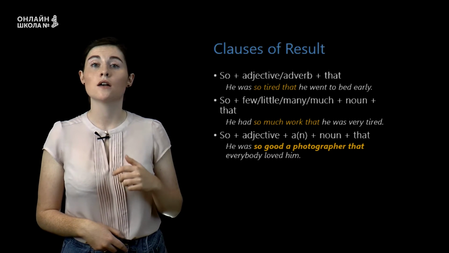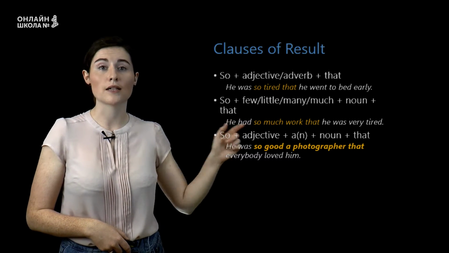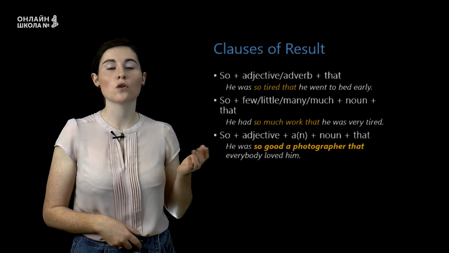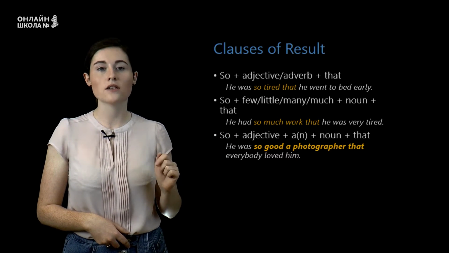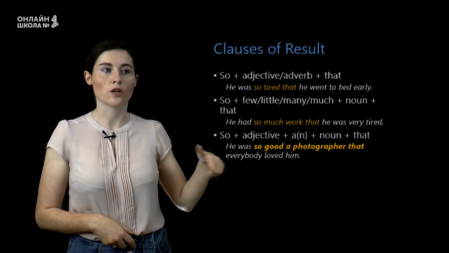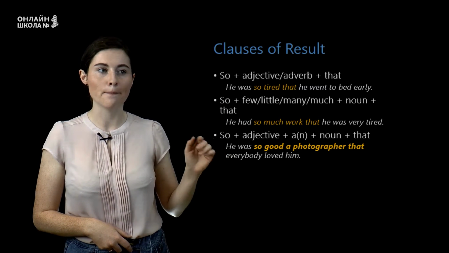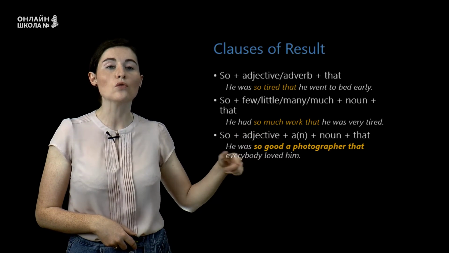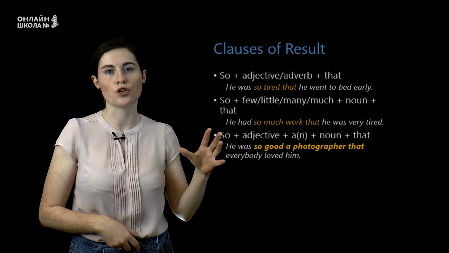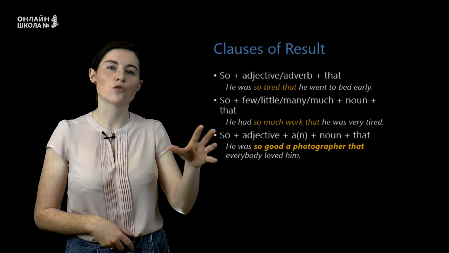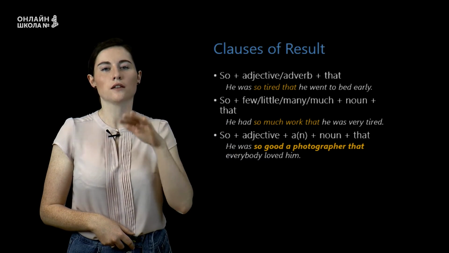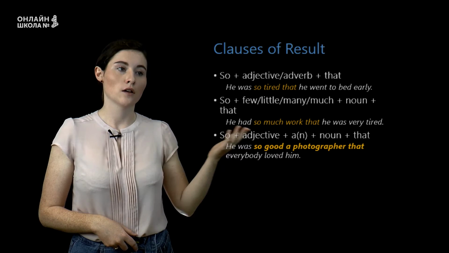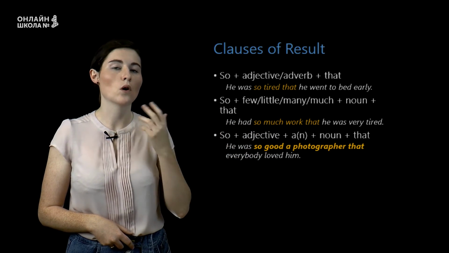And one more is a very interesting structure. So plus adjective plus a or an plus a noun plus that. He was so good a photographer that everybody loved him. То есть он был такой хороший фотограф, что он нравился всем. В данном случае не нужно забывать про артикль. So good a photographer, so brilliant a teacher. Да, если мы хотим сказать, что такой хороший, такой прекрасный кто-то, и начать эту фразу с слова so, не нужно забывать про артикль a или an в середине. So good a photographer, so wonderful a day.